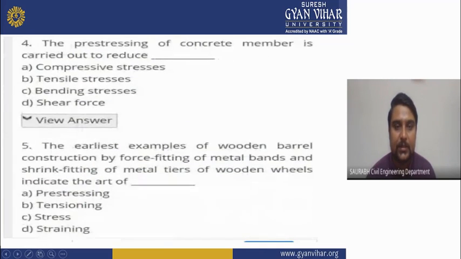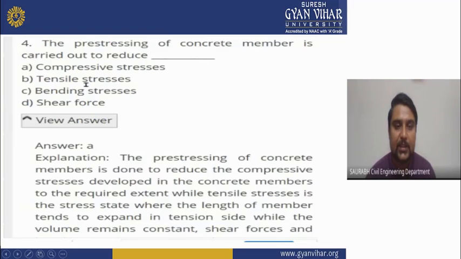Come to the next question. Pre-stressing of a concrete member is carried out by reducing, options given here: compressive strength, tensile stress, bending stress, shear force. And here the right answer will be tensile stress.